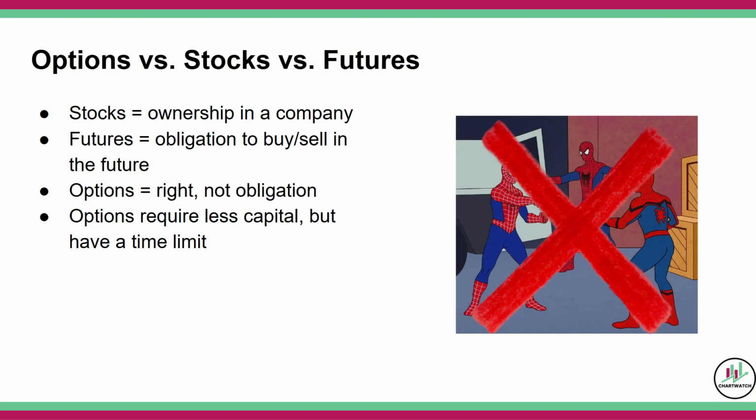So really quickly to sum it up: stocks, it's ownership. Futures, it's obligation. Options, it's a right to choose. You're not obligated. So if you want to flip around futures and options: futures, you're obligated; options, you are not obligated.